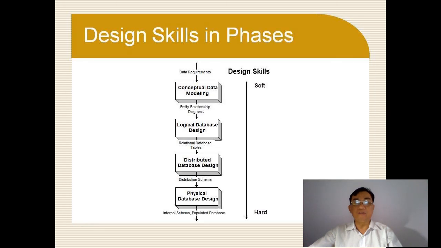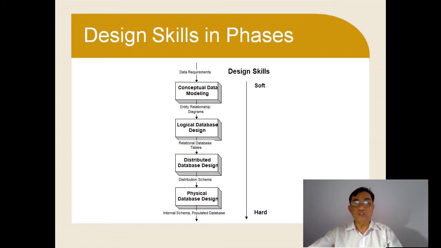Data design skill in phase C. You have many phases. In each phase, you must have a skill. Soft skill is important to determine the information content of a database. Hard skill is important to determine an efficient implementation.